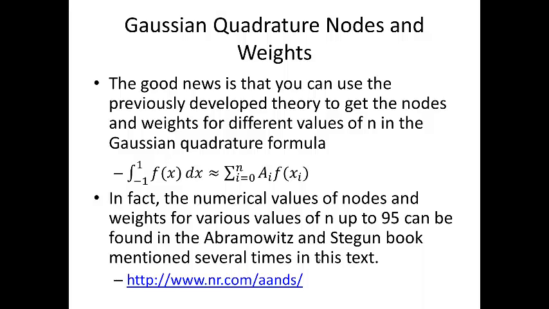In fact, the numerical values of the nodes and weights for various values of n up to 95 can be found in the Abramowitz and Stegun book that's mentioned several times in this text, and I've included a link to that text. It's actually online now. By the way, when you search in Bing, it brings up a picture of a beer as the second image for this search. It also suggested car parts and accessories.